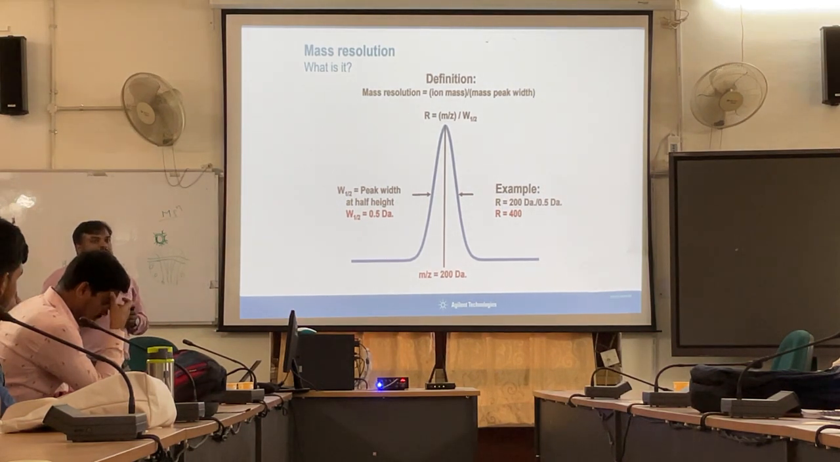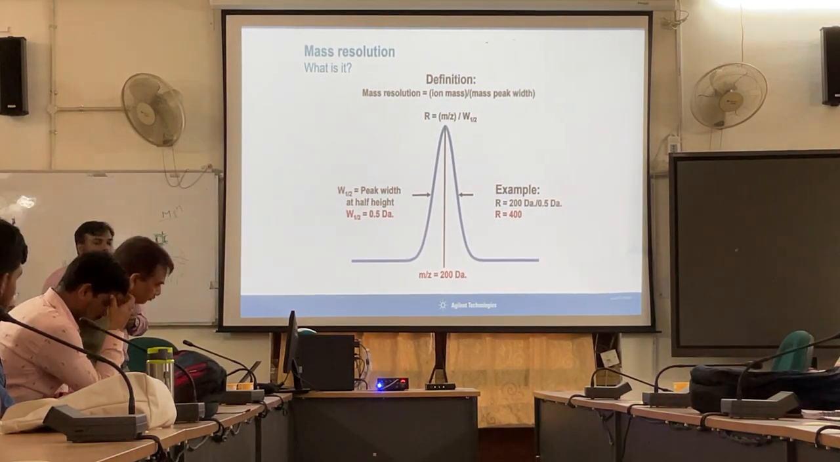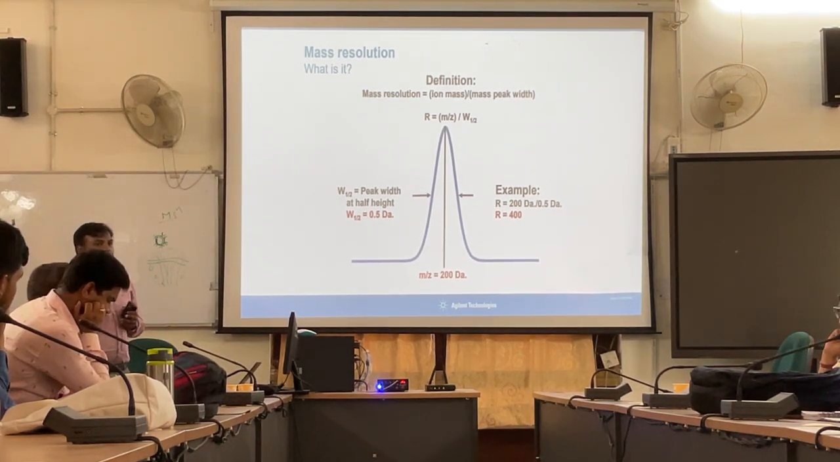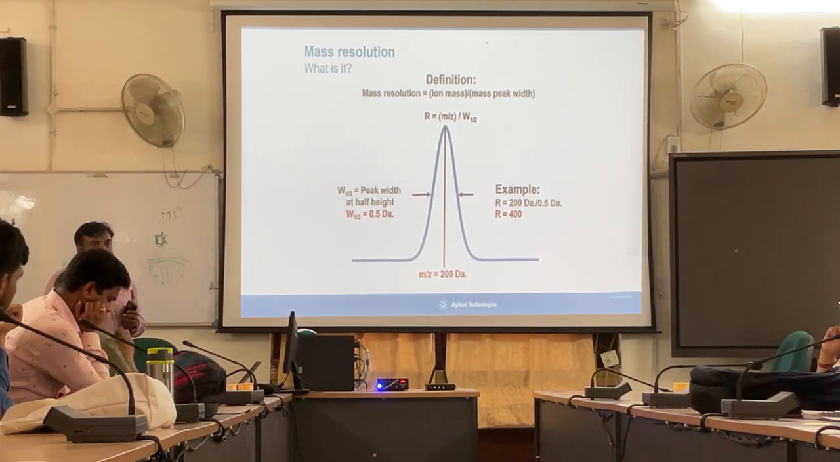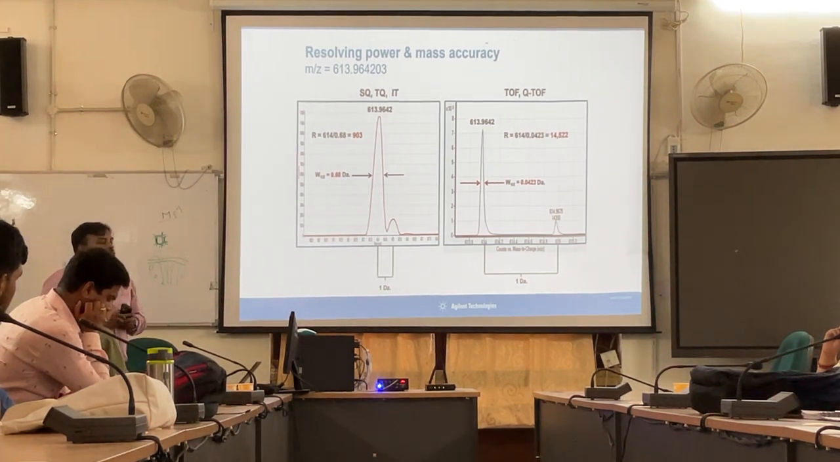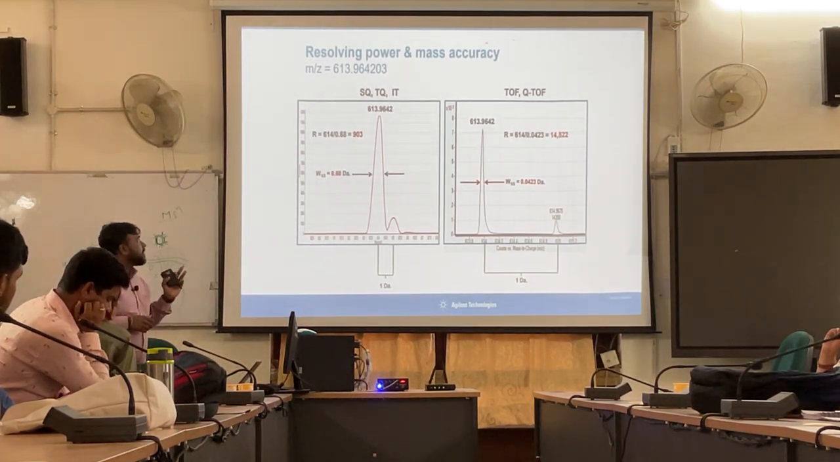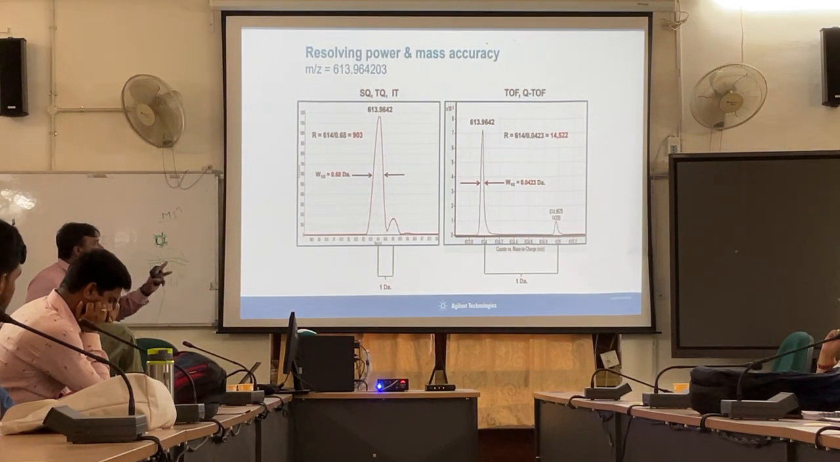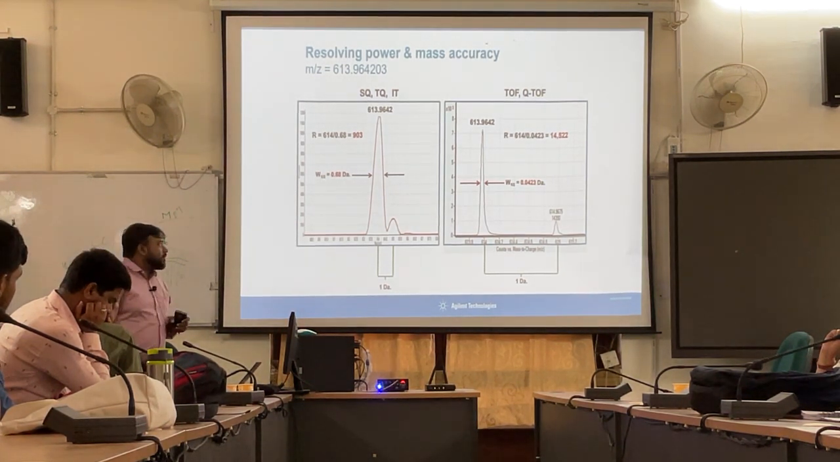If we are considering any profile peak, we consider the full width at half height. The ion mass of the compound divided by the full width of the peak would be the resolution of that peak. So if we are acquiring data on the TOF, you see here the single quad and triple quad data acquired on the Agilent instrument. The mass difference between these two peaks is 1 Dalton only.